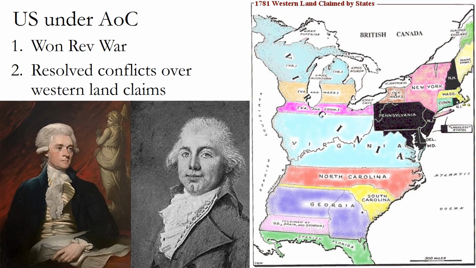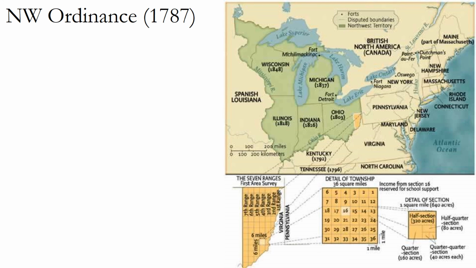This sorting out is led in Congress by Thomas Jefferson of Virginia. Jefferson and his protege, James Madison, cut a deal. Since they're both from Virginia, the state with the most lavish, audacious claims, they are best set up to propose a solution to this problem. The solution they propose is called the Northwest Ordinance of 1787.